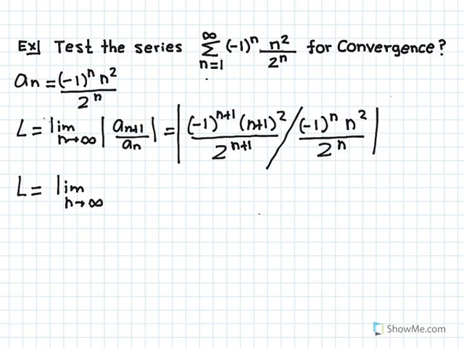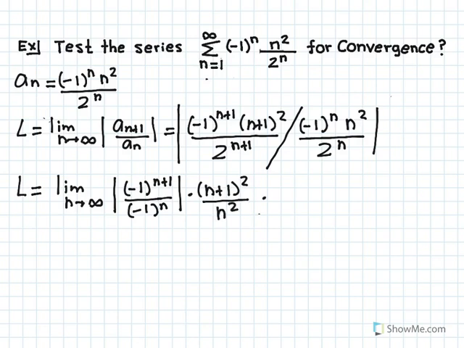So L is equal to the limit as n approaches infinity. Let's simplify this. We get the absolute value of negative 1 to the n plus 1 divided by negative 1 to the power of n, times the remaining parts, which are all positive, so we don't need to apply absolute value to the remaining parts of this fraction: n plus 1 squared divided by n squared times 2 to the n, flipping this fraction, 2 to the n divided by 2 to the n plus 1.